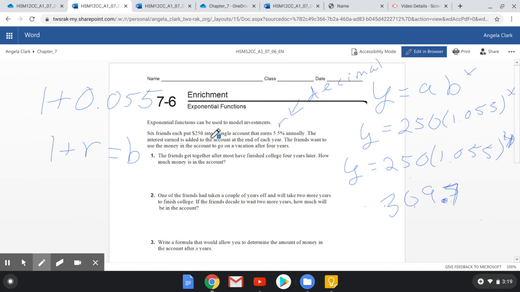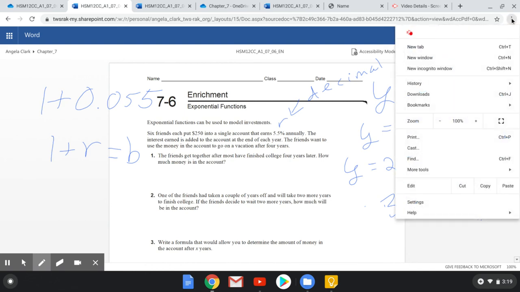All right, so this is how you deal with it when you have a percentage. Basically, remember that your initial value is your A, and then your B is going to be 1 plus your percent as a decimal. All right, let me know if you have any questions.